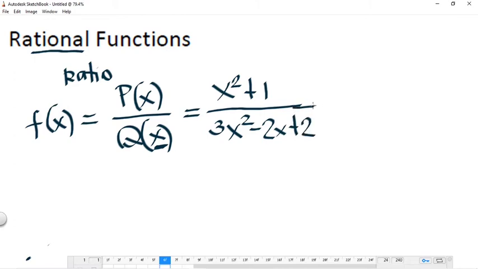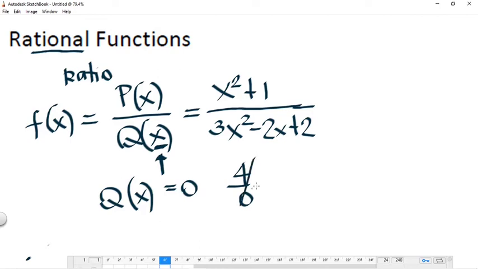However, there is a condition for this type of function. If we are going to assign any value for x, this q of x should not be equal to 0. If it will be equal to 0, for instance, 4 over 0, this will not be a real number.